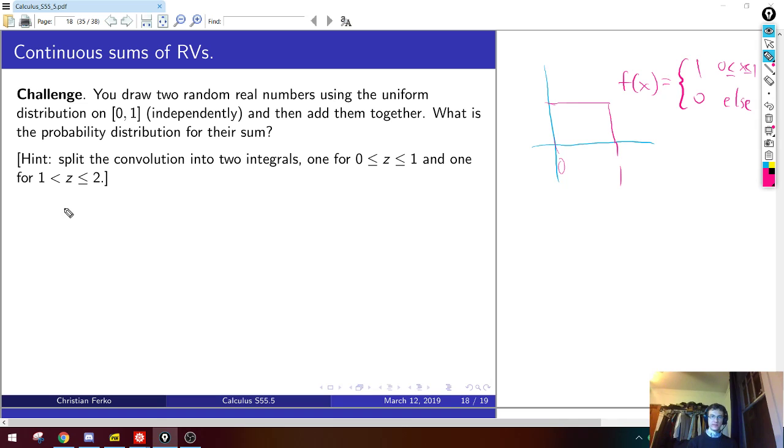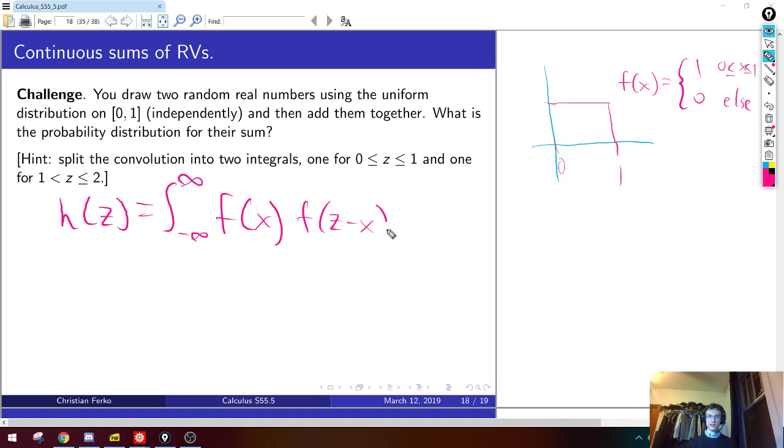So if we use the notation before, the definition of convolution was, I'm just copying it from the previous slide. So this should be what? f of x times f, because it's the same function. We're convolving f with itself, because both of these variables are drawn from the same distribution, but the argument changes. So it's x over here, but it's z minus x over here, because they have to add up to z. So this dx.